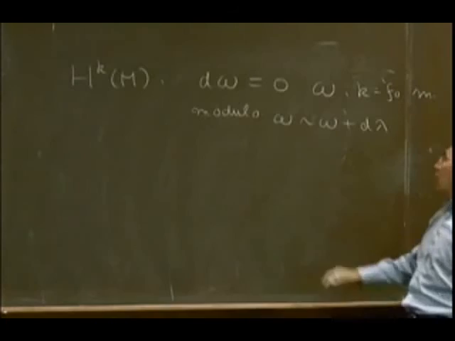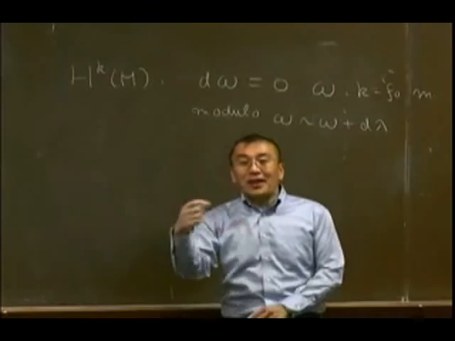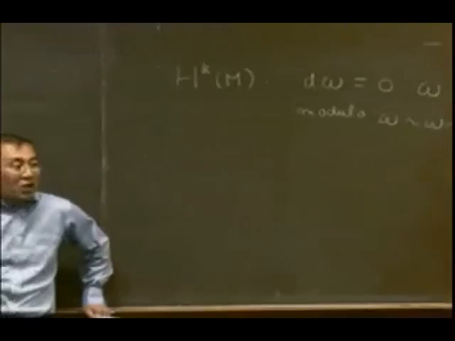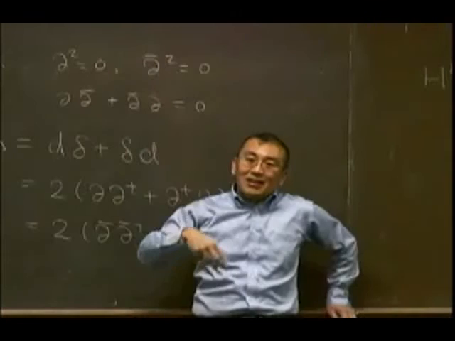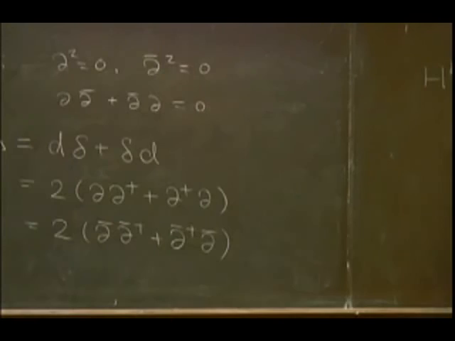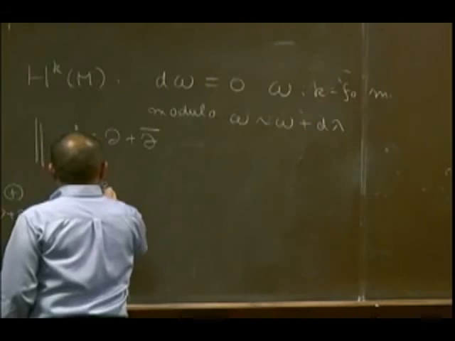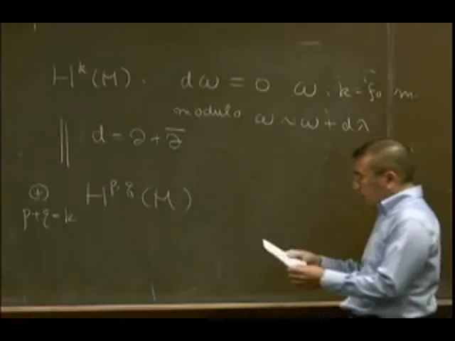Now d is equal to del plus del bar. So we can play this game both for del and del bar. So we can classify the space which is annihilated by del, but modulo something which can be written as del. And we can also consider the space which is annihilated by del bar, but modulo del bar. So we can do all these kinds of things. Since d is del plus del bar, we can refine this space again. So this is what is called Hodge-de Rham cohomology.